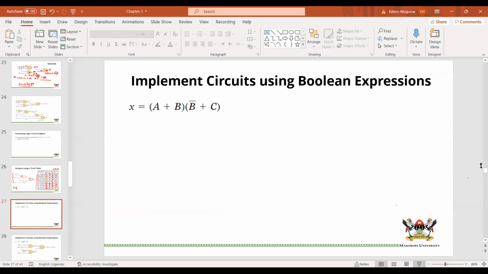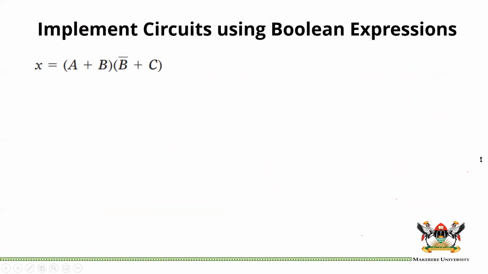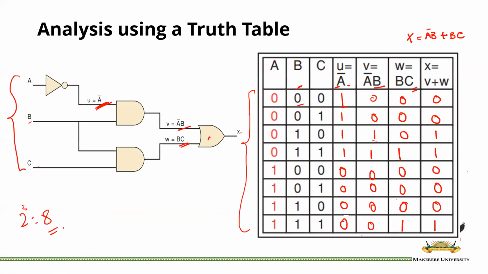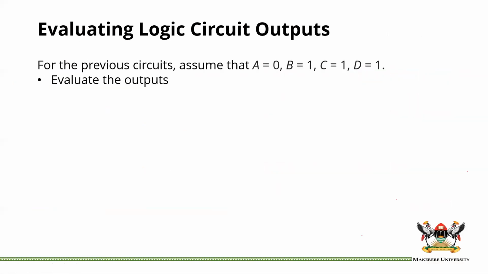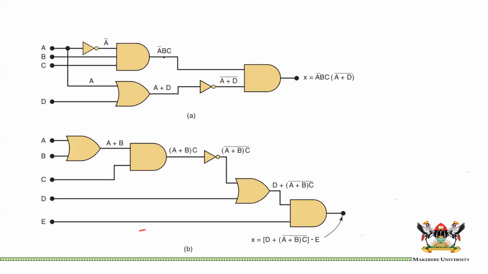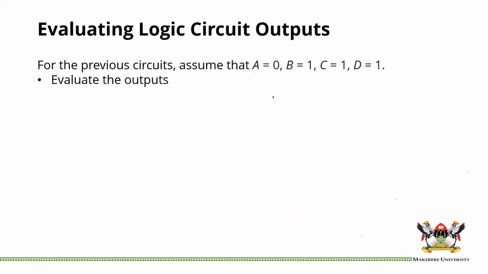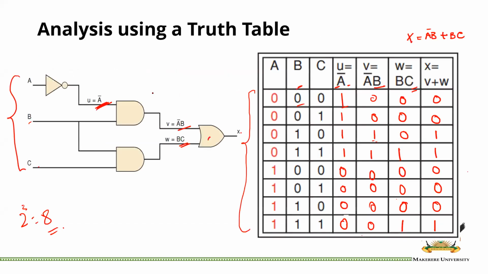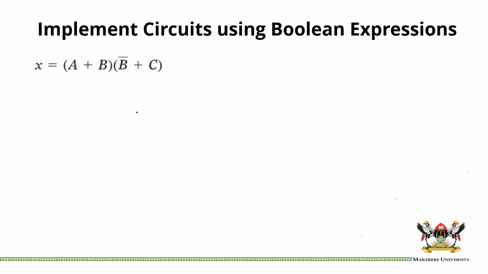So let us also look at how we can implement circuits using Boolean algebra. You can try and practice with this. So for instance, you can find that in your truth table, you have that, and then you can do that. It's quite easy. Let us look at how we can implement circuits. I can give you this expression and I tell you that you should do the circuit for me.